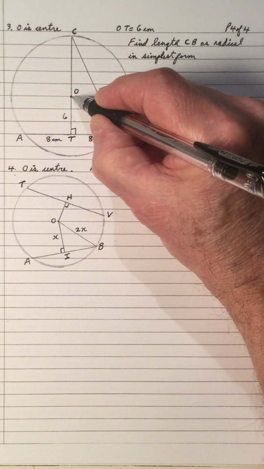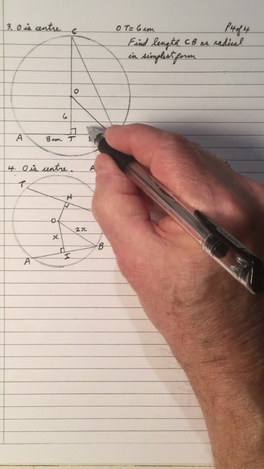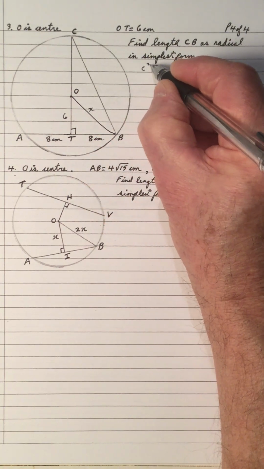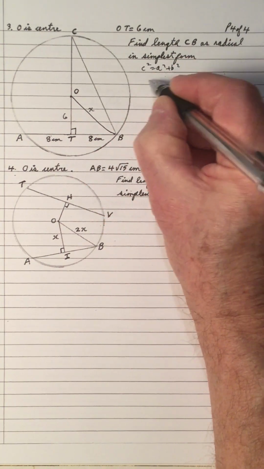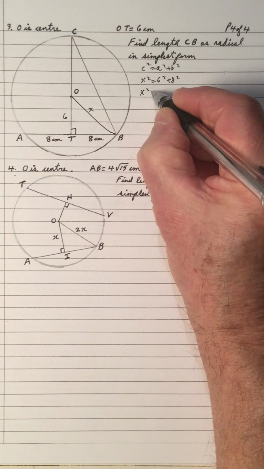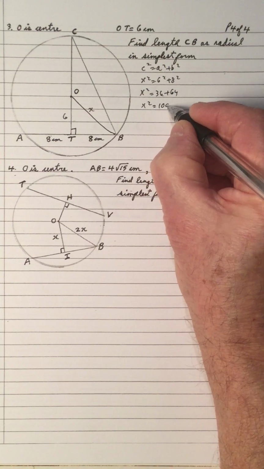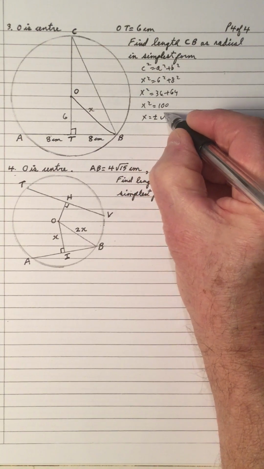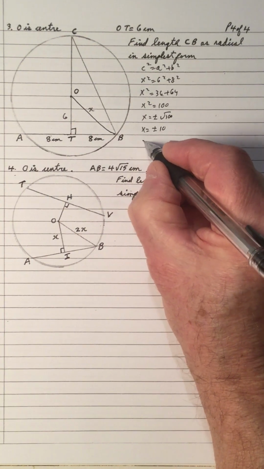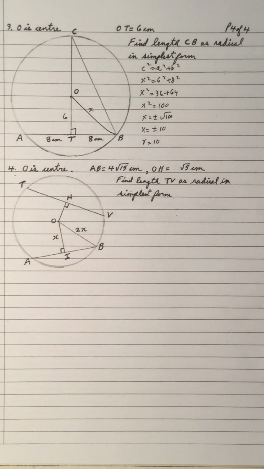So let's join up this segment right here, O to B. So that means we have a triangle 6, 8, and let's put X on the hypotenuse. So C squared is A squared plus B squared. So X squared is 6 squared plus 8 squared. X squared is 36 plus 64. X squared is 100. X is plus or minus the square root of 100. X is plus or minus 10. And again, X is the radius, so the radius is 10 units, 10 centimeters.